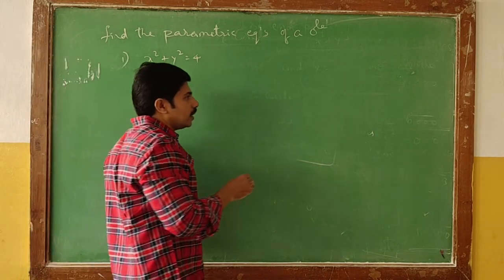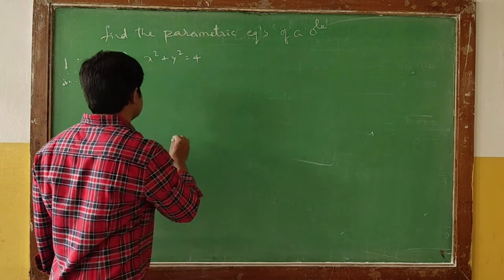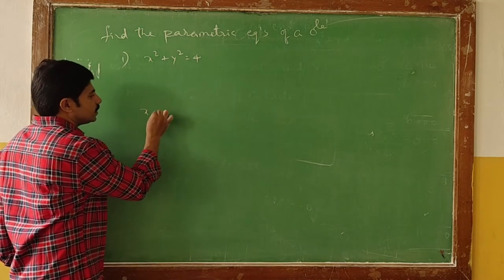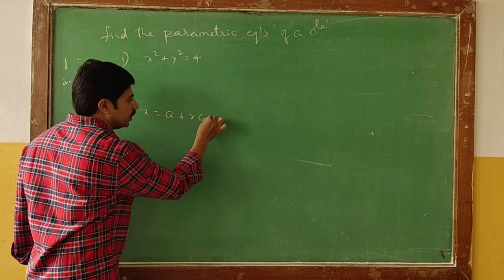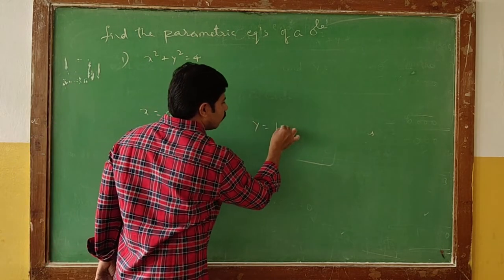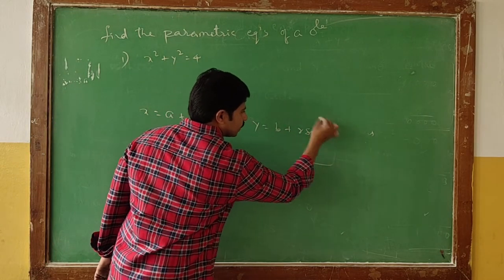See, in the parametric equations, what do we have? It is x is equal to a plus r cos theta and y is equal to b plus r sin theta.